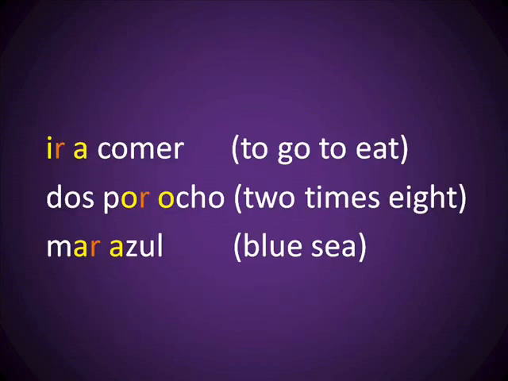When speaking fast, if you see a word ending in a vowel plus R and the next word starts with a vowel, it's common to pronounce this final R as a soft R, because our minds tend to think that this R is in the middle of two vowels, even if they belong to different words. If I say it slowly, this would be ir a comer. Faster, ir a comer. 2 por 8. Mar azul.